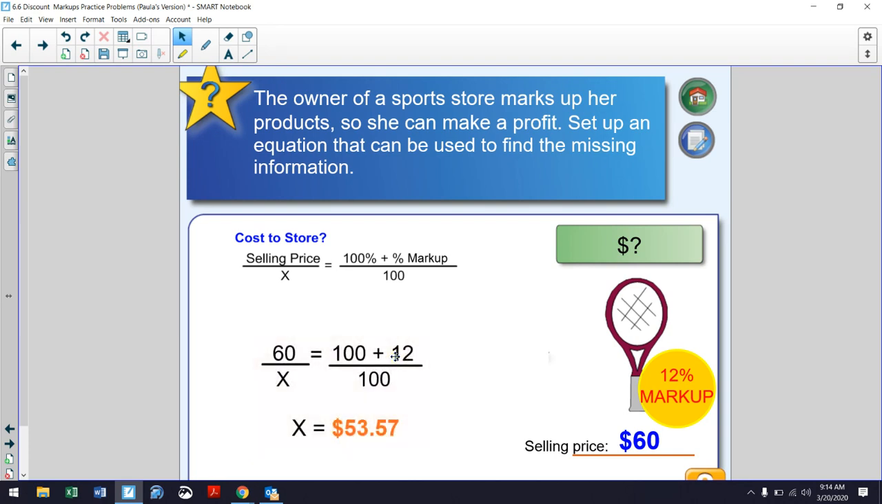We're going to just plug in everything we know. So 100% plus the 12% markup would be 112% over 100. She's selling them at $60. We're just going to cross multiply, and we get $53.57. So that's the cost of the tennis rackets to her, and then she's selling them for $60. So we can see she's making about $6.50 for each tennis racket that she sells.